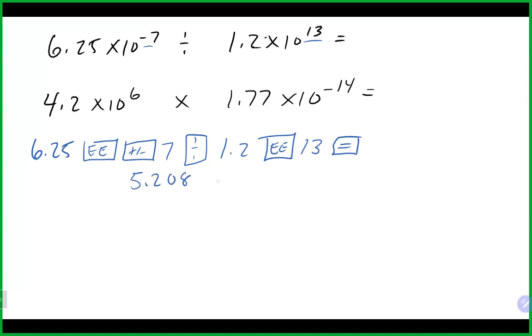On your display you will get, I think, 5.208333333, E minus 20. I'll write what I got going on. So that's what I see on my display.